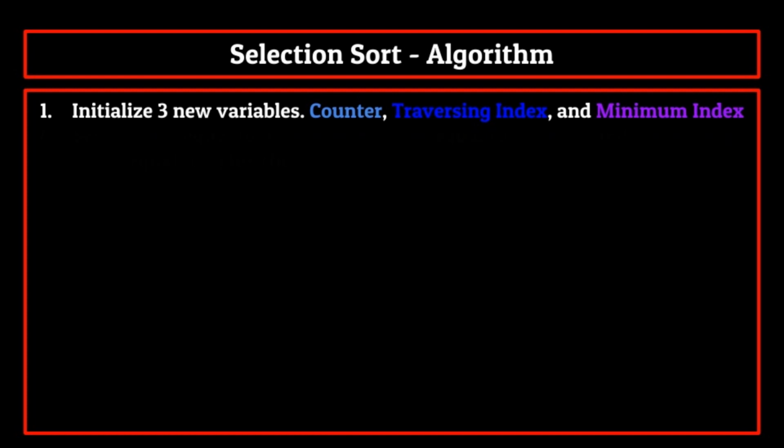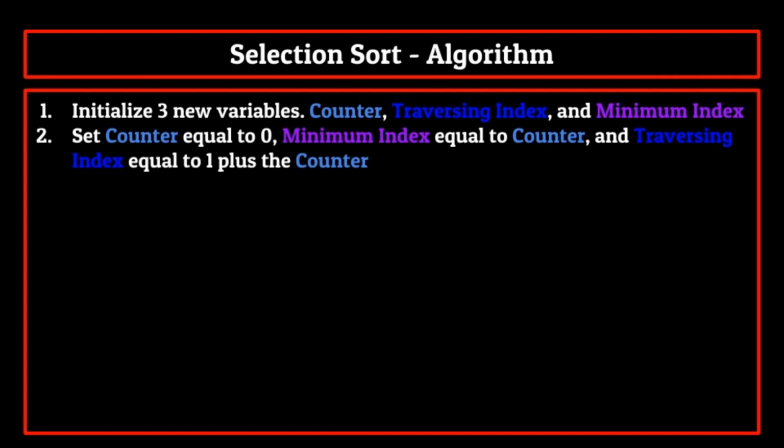We then start by setting the counter to be equal to 0, the minimum index to be equal to the counter, and the traversing index to be equal to 1 plus whatever the counter is.